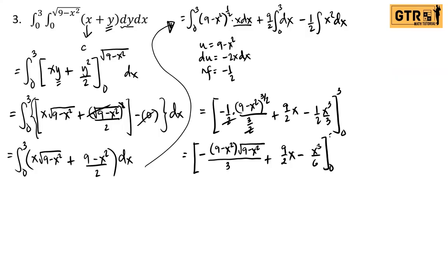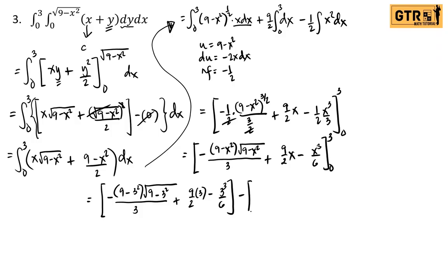So apply now the limit 0 to 3. So therefore, sagad natin dito. Okay. So apply the limits. So we have substitute 3. So we have negative. We have 9 minus x is 3. So we have minus 3 squared. And then square root of 9 minus 3 squared. So that will become 0. Okay. 3 squared. So that will be 0. Over 3 plus 9 over 2. So times 3 minus 3 again. So 3 cubed over 6.